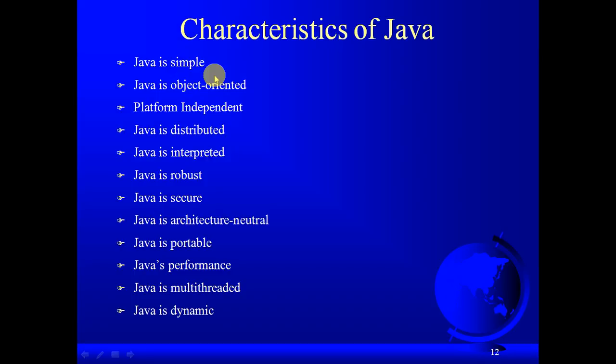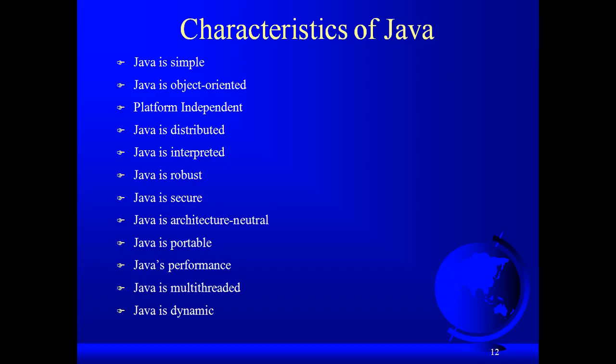By making use of those packages, you can write a program, you can develop applications easily. Next, Java is an object-oriented language. What is object-oriented? A language which satisfies abstraction, encapsulation, polymorphism and inheritance is called an object-oriented language. C++ is also an object-oriented language which satisfies those features.